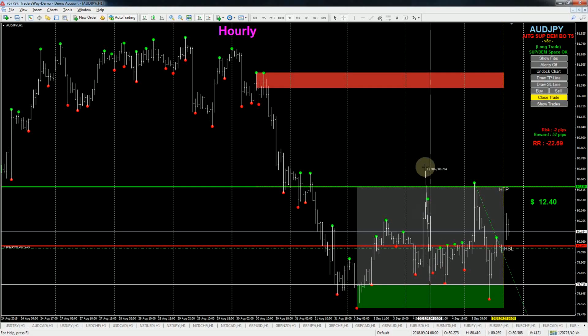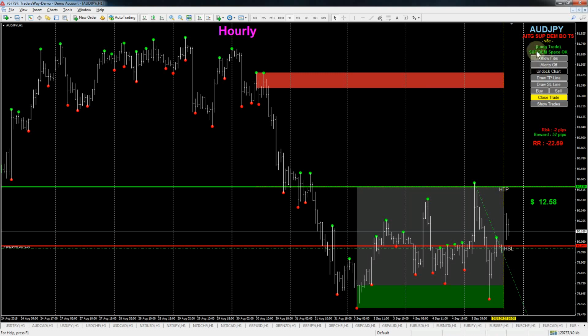Let's see what we got. We got 164, so we've got plenty of space. 79 is way, way down here, almost where our take profit is. And this will be green when that space is okay. If the space is not okay, it will be red.